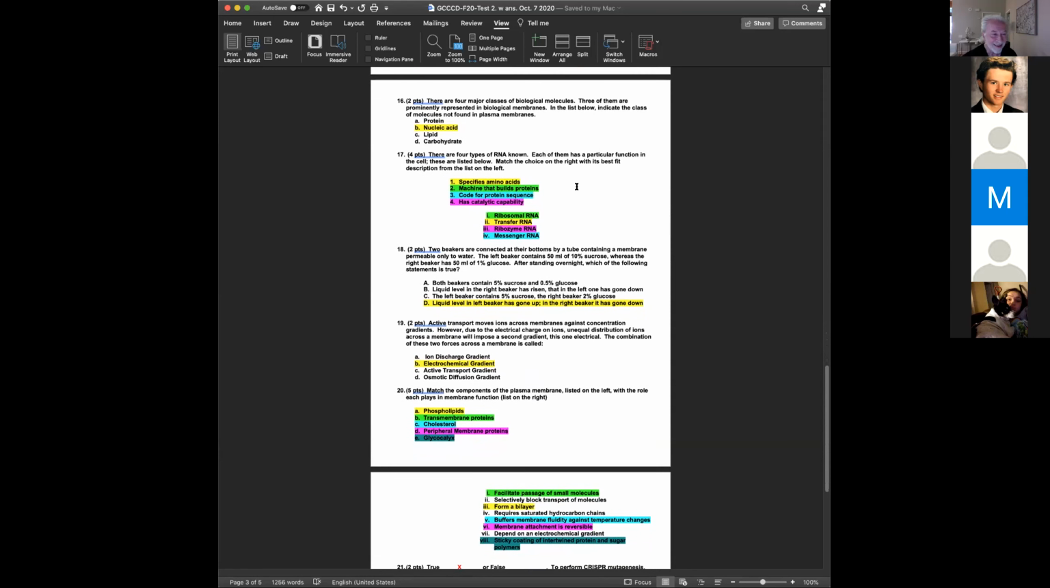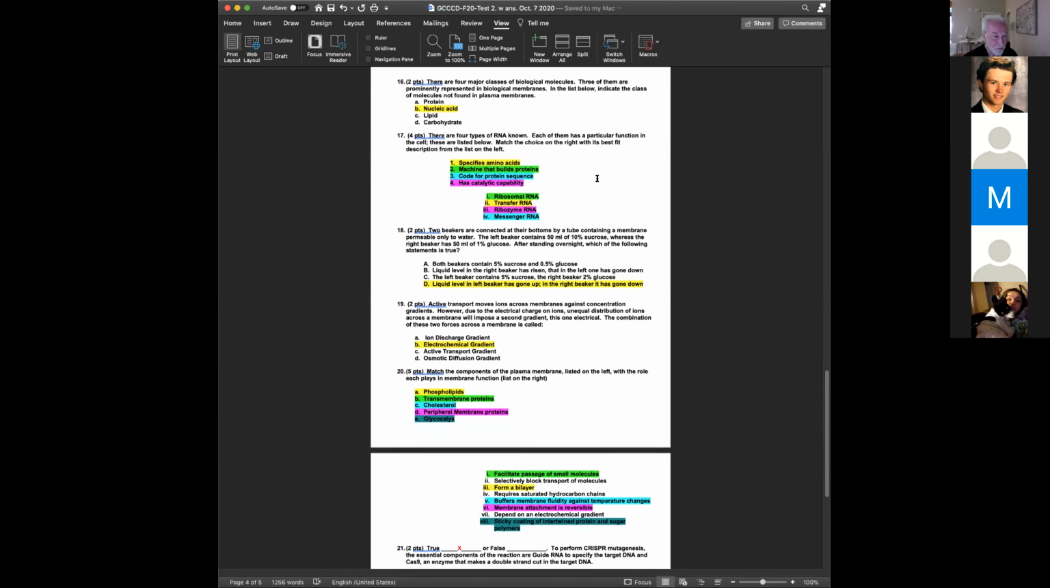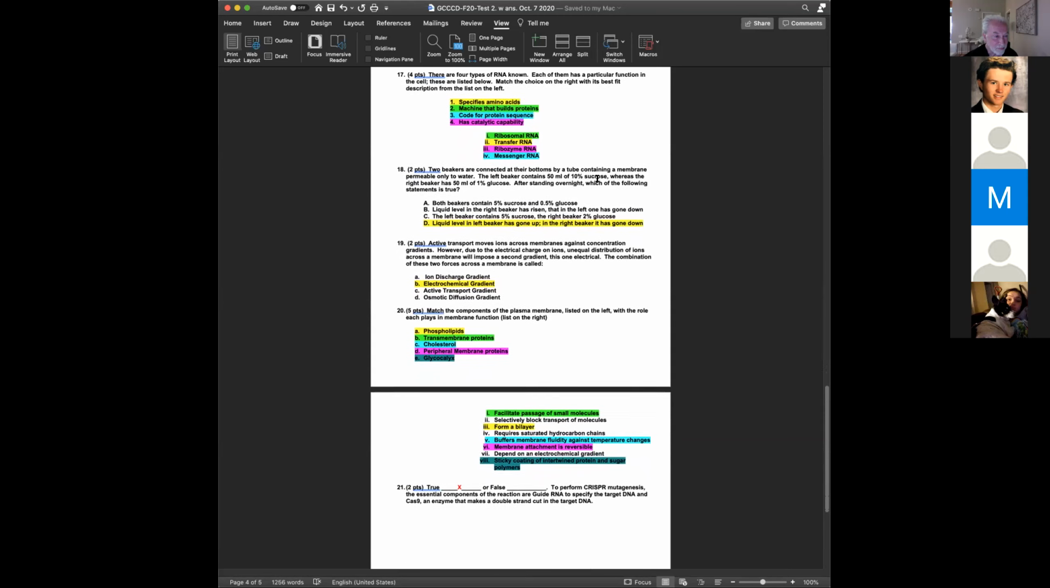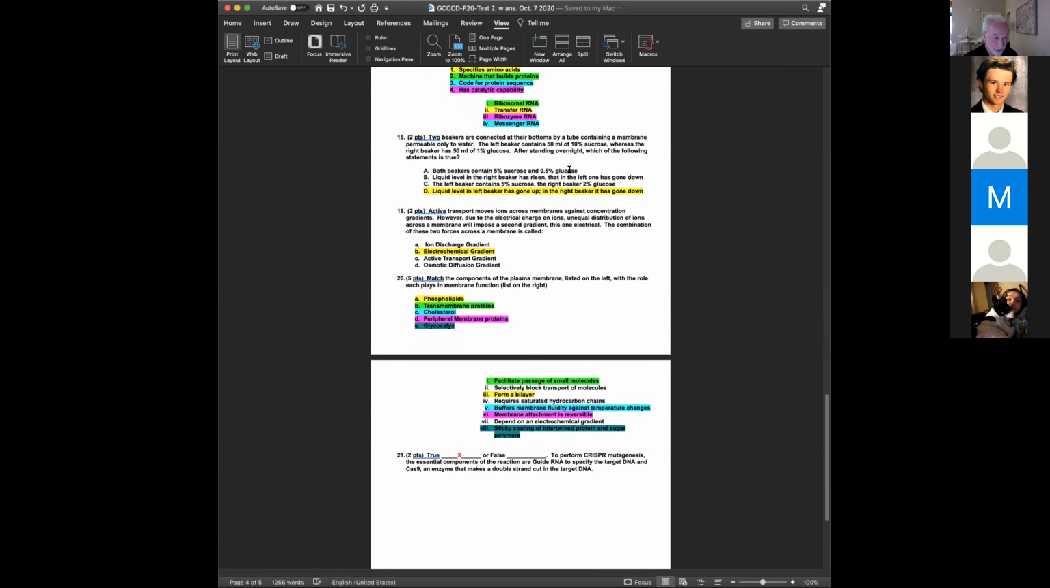And then I told you I was going to keep asking about RNA until you all get it right. And here it is. So which one specifies amino acids? Transfer RNA. Machine that builds proteins, ribosomal RNA. The code for the protein sequence is messenger RNA. And which one has catalytic capability? It's ribozymes. Most of you got most of that right. So I can stop asking it now.